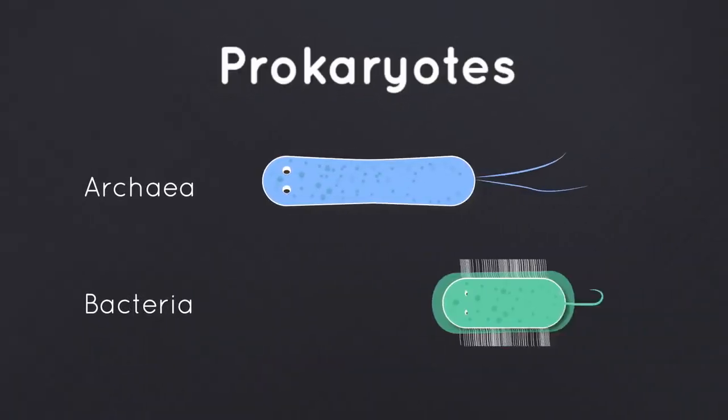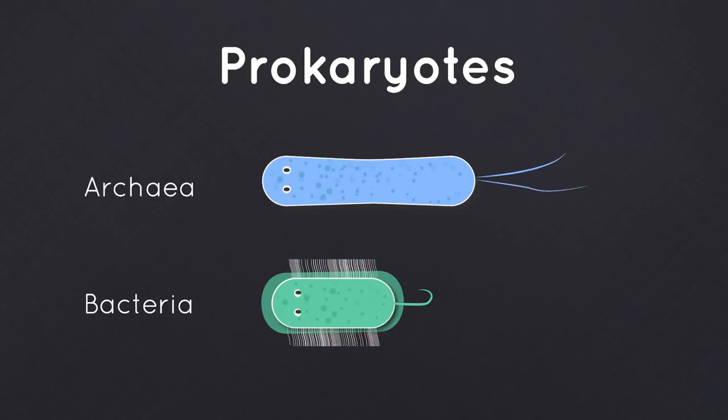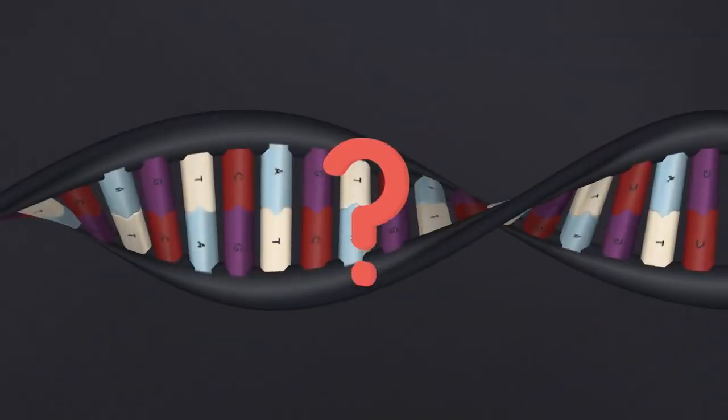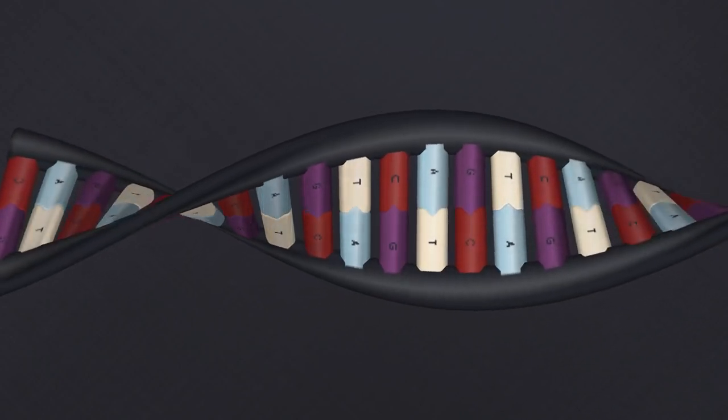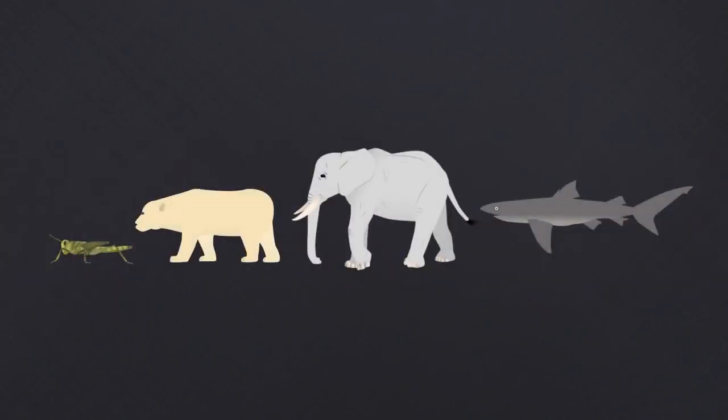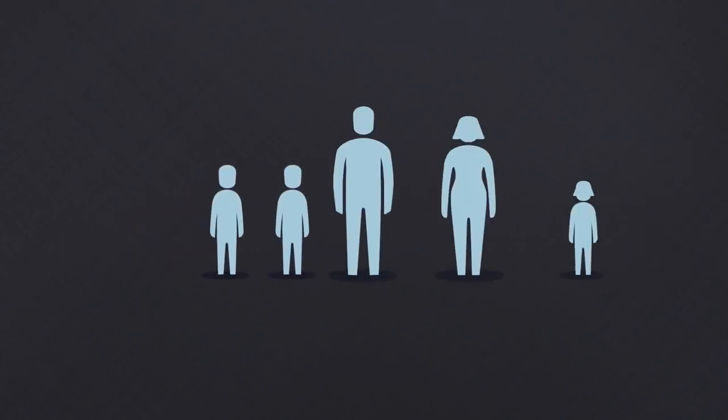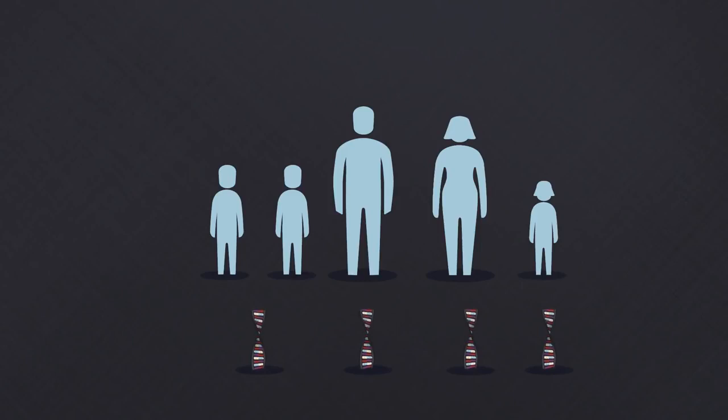Archaea and bacteria are prokaryotes, and because they do not have nuclei, their DNA is located in their cytoplasm. So what is DNA? It's a large, complex molecule that carries the genetic information that determines the characteristics of living things. And other than identical twins, we all have our own unique DNA.